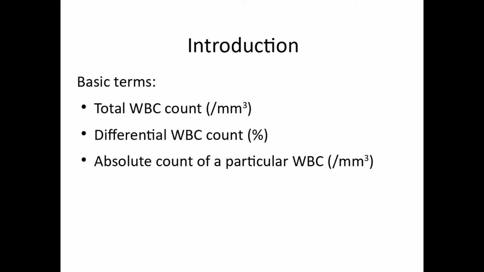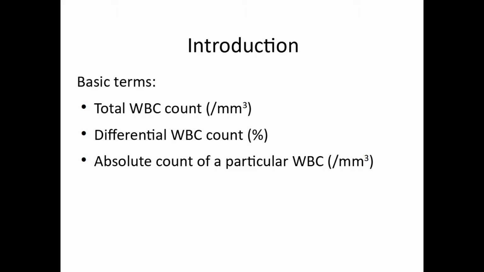Let's try to understand some of the basic terms. First is the total WBC count. This is expressed as per cubic millimeter, which is volume. So you express the total WBC count as cells per unit volume, and that volume is cubic millimeter.